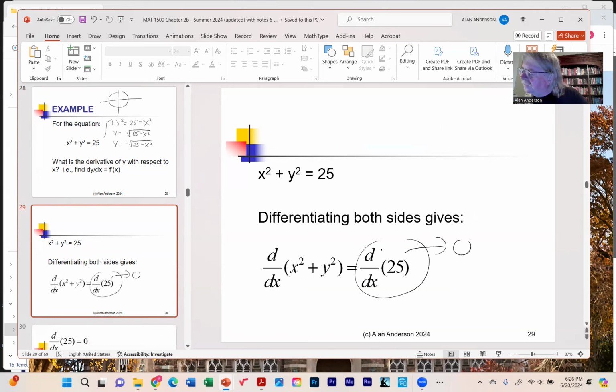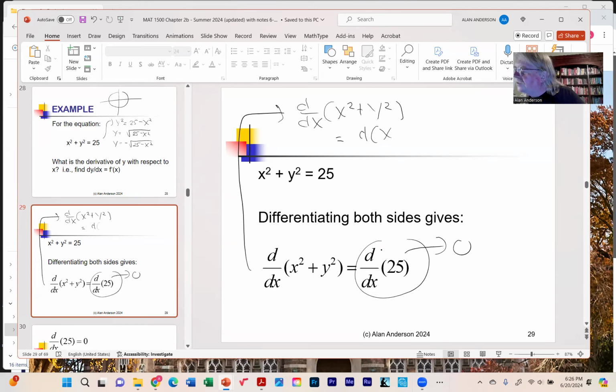And what's going on here? Well, this will be on the next slide, but I just want to point out that in a case like this, what you've actually got is the derivative of x squared plus the derivative of y squared. Now, it's probably a good idea to split them up like this because the derivative of x squared is easy. We can do that with the power rule. It's the derivative of y squared that will require us to use implicit differentiation.